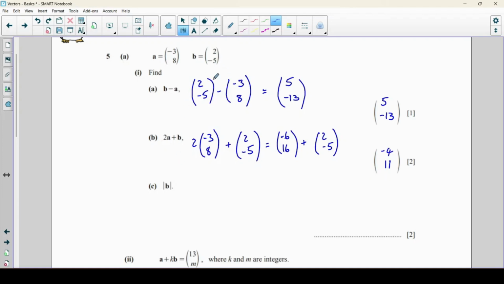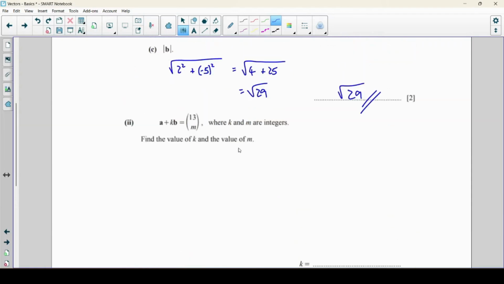Then the magnitude of B, so Pythagoras, that's the square root of 2 squared plus negative 5 squared. 2 squared is 4, negative 5 squared is 25, so the square root of 29, and I don't think that simplifies.